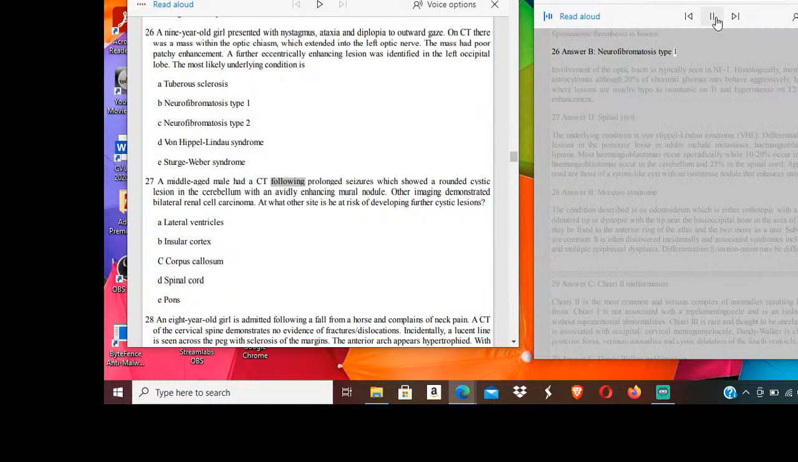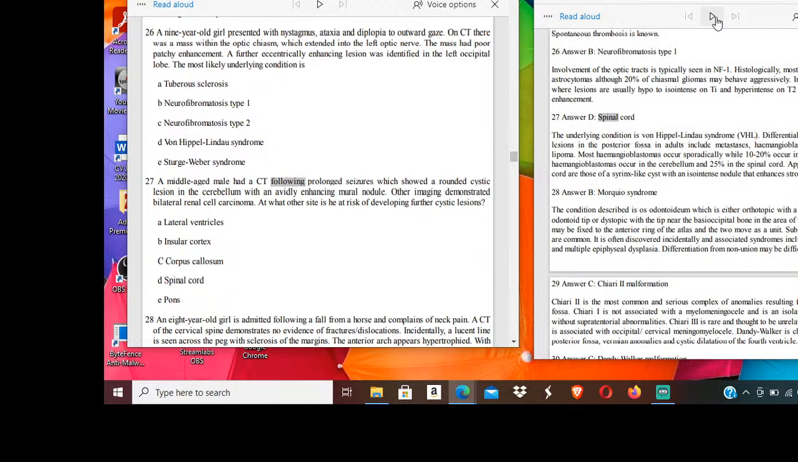Type 1. Involvement of the optic tracts is typically seen in NF1. Histologically, most lesions are low-grade astrocytomas, although 20% of chiasmal gliomas may behave aggressively. Imaging is best on MRI, where lesions are usually hypo to isointense on T1 and hyperintense on T2 with variable contrast enhancement. 27. Answer D.